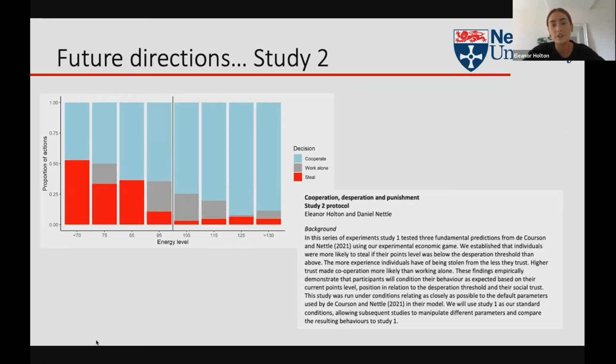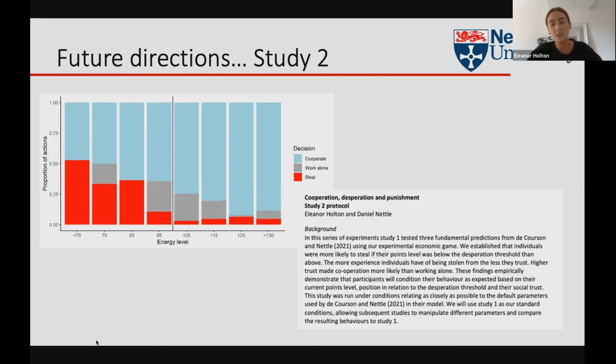So a little bit of note on future direction. So particularly focusing on this graph that I showed earlier, we are aware that an output such as this could be produced by other mechanisms. So particularly thinking of things like inequity aversion. So for example, the players may become averse to the fact that they've realised that their points level has dropped below their original endowment of 100 points. And this could be what is motivating the higher rate of stealing, due to being averse to inequity.